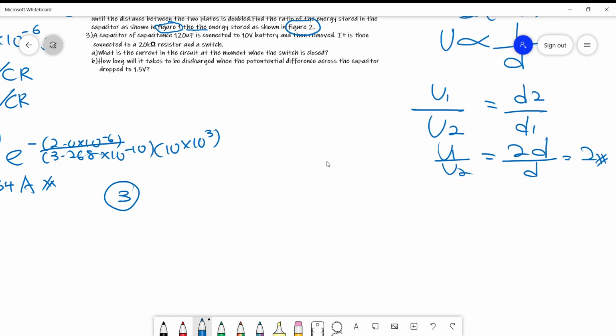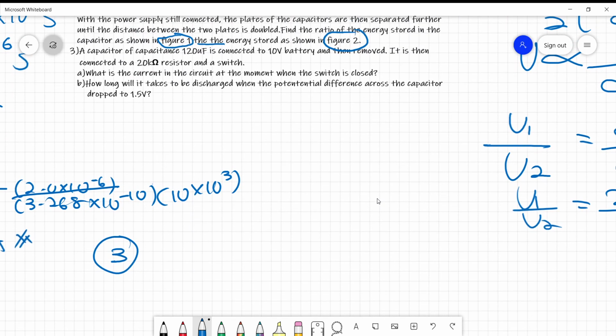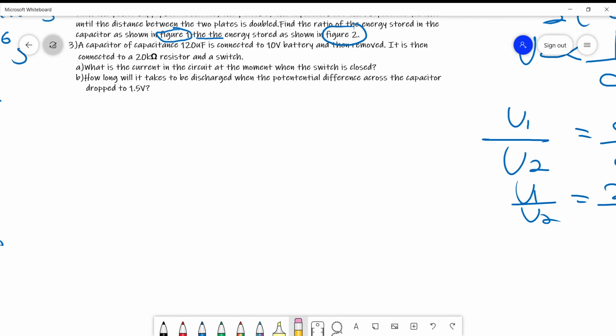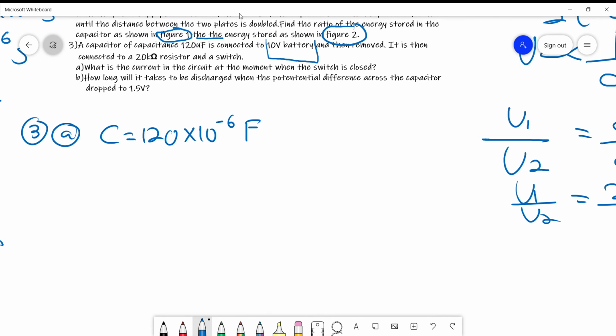Okay, so this is question number 3. Let me just zoom it for a bit. This is number 3A. A capacitor of capacitance C equal to 120 times 10 to the power negative 6 farad is connected to a 10-volt battery. So this one should be denoted as V0, which is 10 volts, and then the battery is removed.